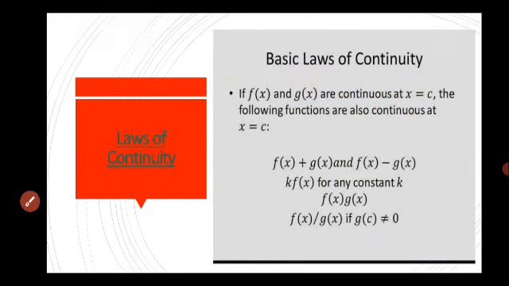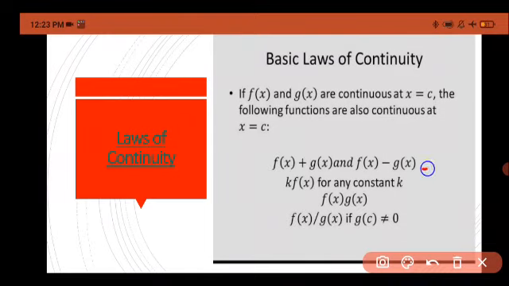Laws of continuity. Basic law of continuity. If f(x) and g(x) are two continuous functions at x equal to c, then the following functions are also continuous at x equal to c: f(x) plus g(x), f(x) minus g(x), k into f(x), f(x) into g(x), or f(x) divided by g(x). Only one thing we have to keep in mind, g(x) should not be equal to 0.